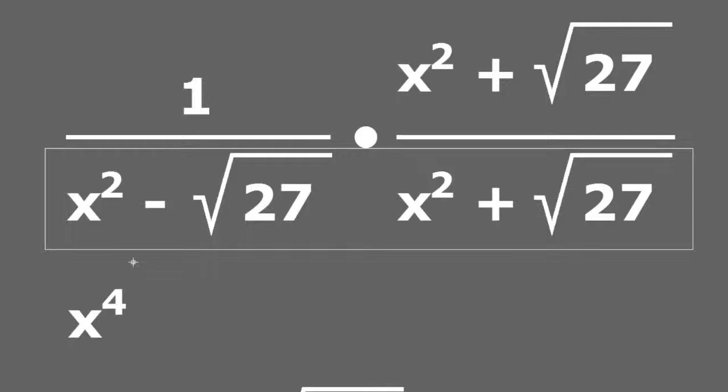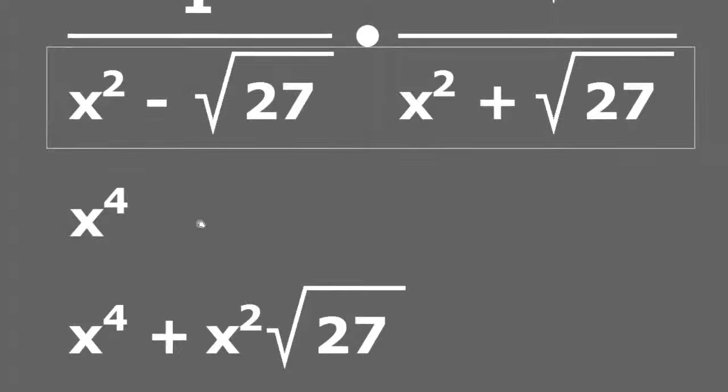I am going to multiply now the two denominators, x squared minus the square root of 27 multiplied by x squared plus the square root of 27. What I'm going to do here is use the FOIL method. And if you remember the FOIL method, I start by multiplying the first term of each one of the two expressions. So the first term here is x squared. The first term here is x squared also. X squared multiplied by x squared is x to the fourth power, x with an exponent equal to 4.